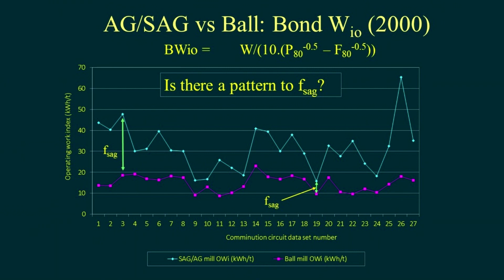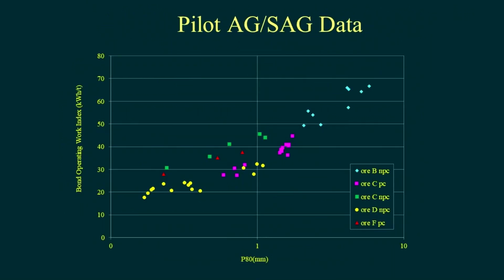At the same time, I got together a lot of pilot data, because in my working life I've been involved in a lot of pilot tests. Now, don't ask me why I plotted the data like this, but I did. This data is the operating work index of all these pilot SAG mills that I had. I think there's something like 60 or 70 data sets. The different colors are associated with different pilot mills in different parts of the world. Some are from Chile, some were from Lakefield in Canada, some were from Australia, some were from South Africa.